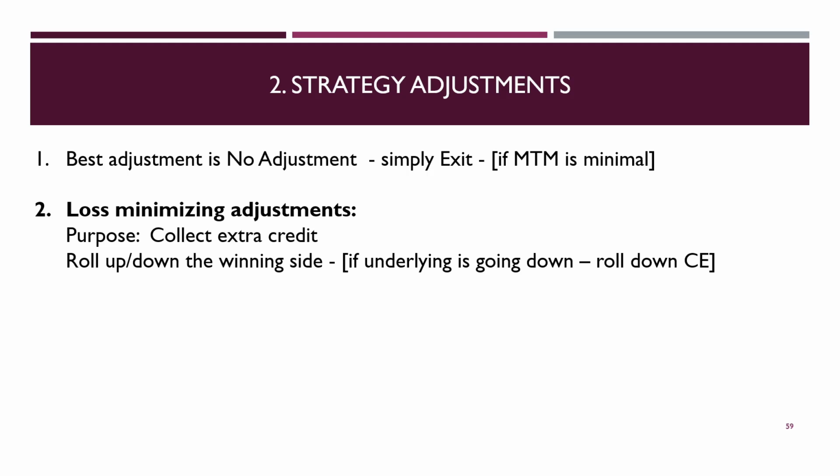What I mean by this is, if the underlying is going down, we can do this by rolling down the call. So if price is going down, in our direction or against the direction, we have the other side call sold, so we can roll that down, cover the higher strike call and bring it down to get some extra credit. So this is the loss minimization adjustment.